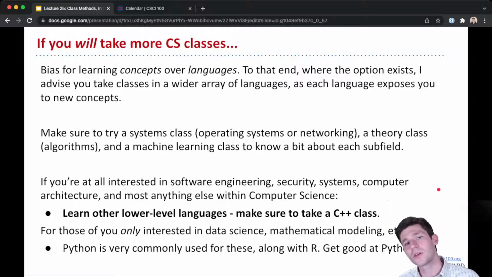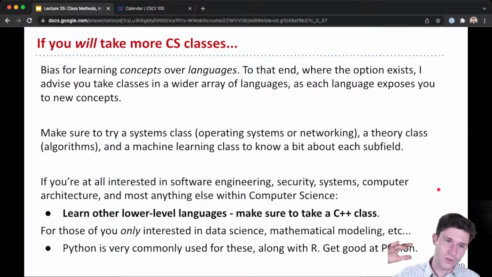I also strongly suggest that you try a wider array of subfields within computer science. Make sure to try some sort of systems class, whether that's operating systems or networking. There are theory classes that are very interesting, like algorithms. Machine learning is kind of its own area. And it's worth trying each of them, even if it takes you out of your comfort zone, even if it's a hard class, just so you know whether you like it. You won't know until you try it. And it's nice, then if you try it and you don't like it, you'll know that that area isn't what interests you.